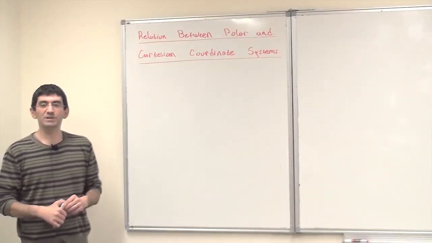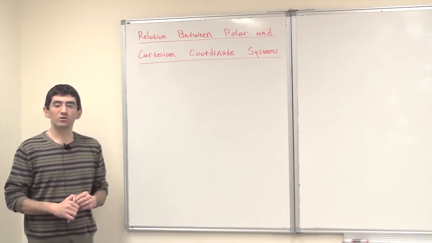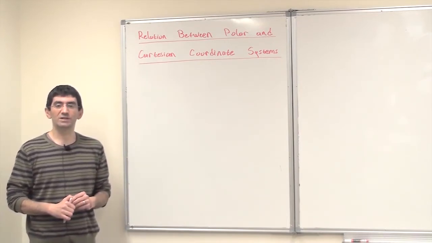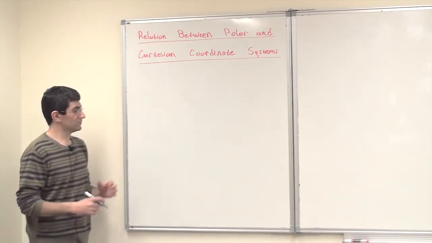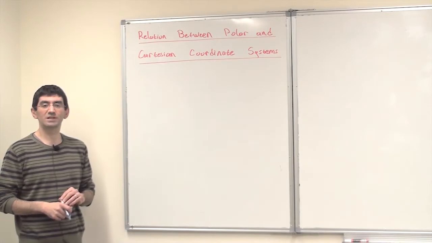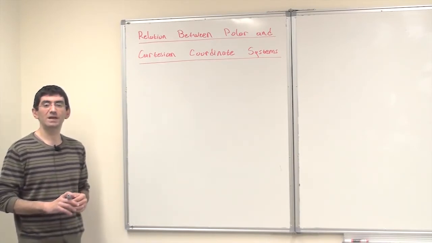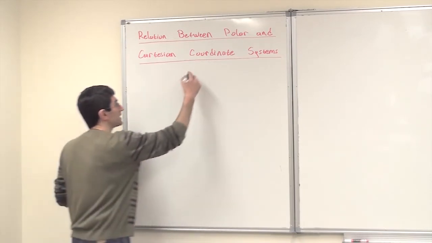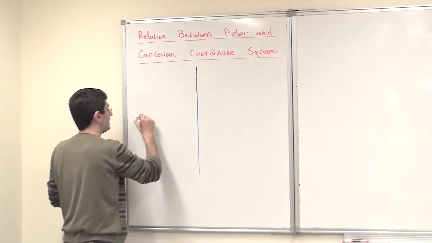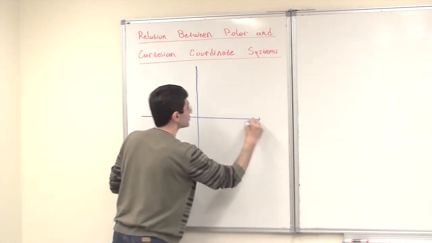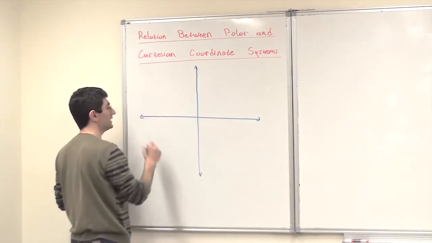Hello. In this video, we are going to talk about the relation between the polar coordinate system and the Cartesian coordinate system. To be able to derive this relation, it's better to sketch both coordinate systems, in a way that they overlap at the origin.